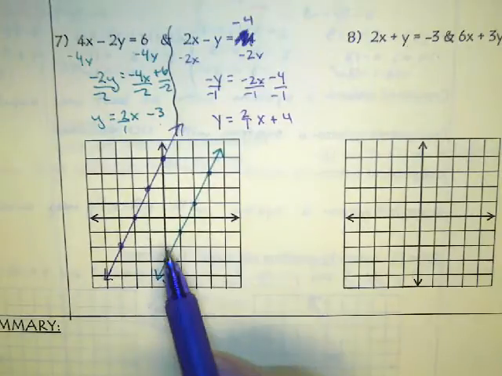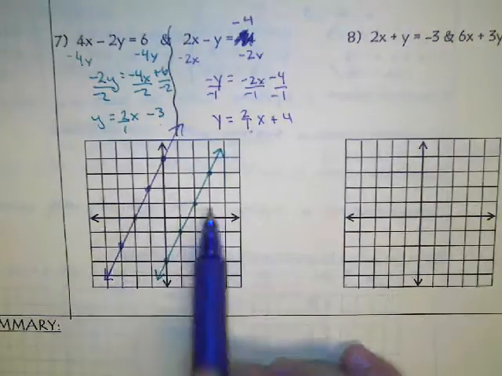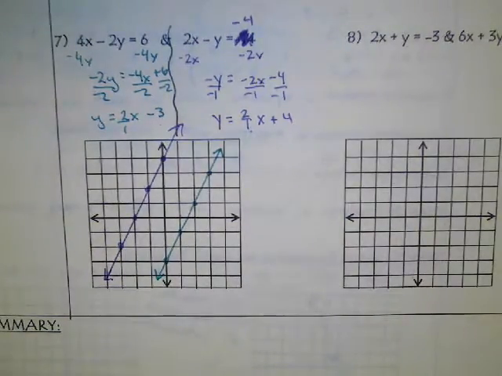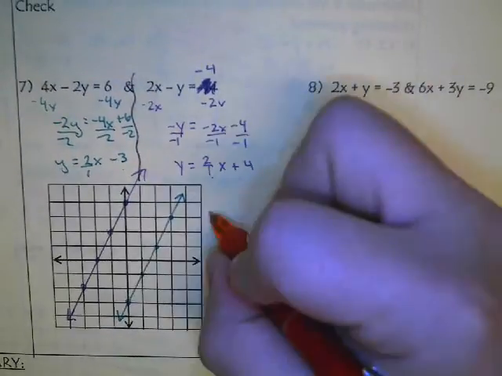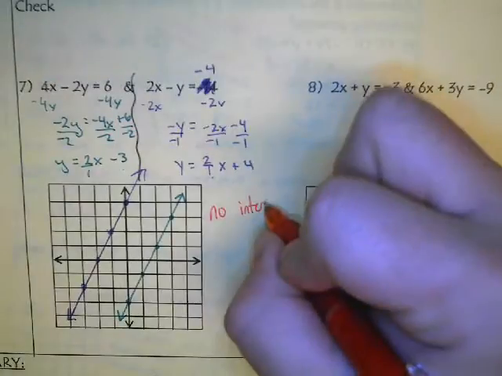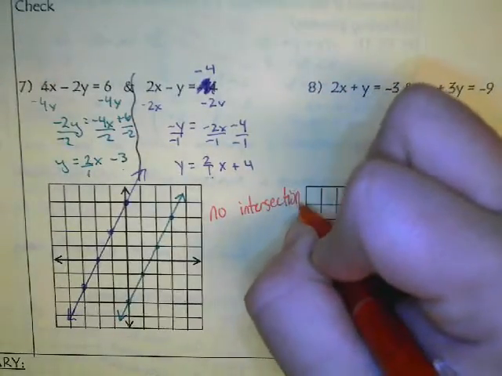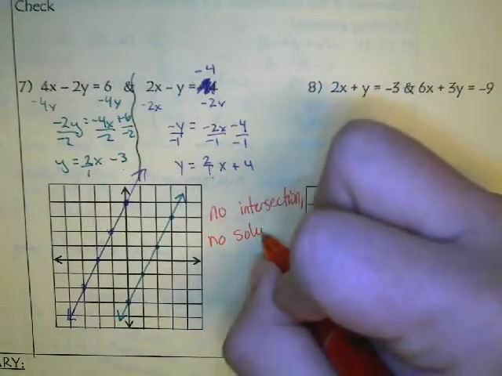And so when the lines are parallel, equal slopes, parallel lines, this is where we have no solution, because they never intersect. So no intersection, no solution.